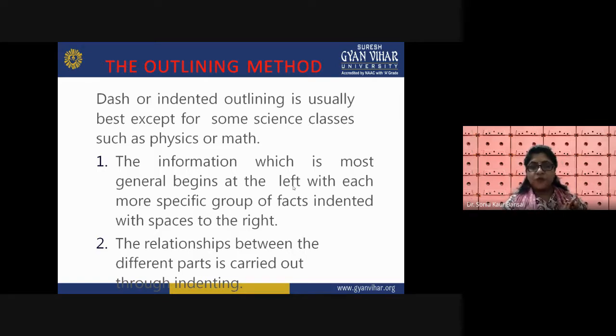So start from the left. In an outline, you have groups of facts, and you give them one by one, 1, 2, 3, 4. One group has so many facts, so you just outline that. Then the relationship between the different parts is carried out through indenting. Now students, understand it in this way: when we outline our notes, one concept has many sub concepts or many sub points. So in that case, we are outlining that group, then the next group. So we are establishing a relationship between different parts of the chapter.